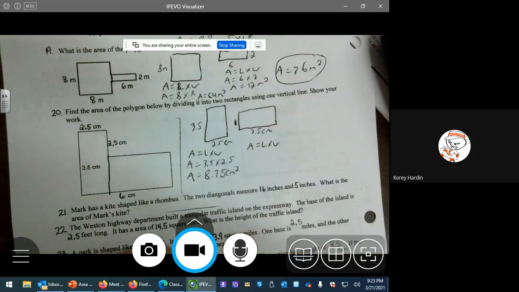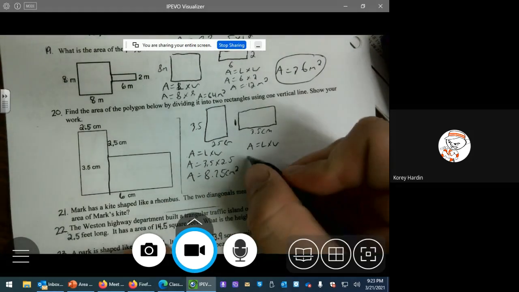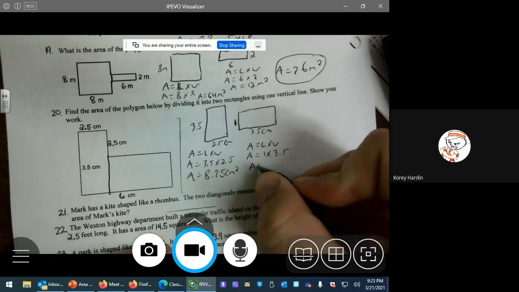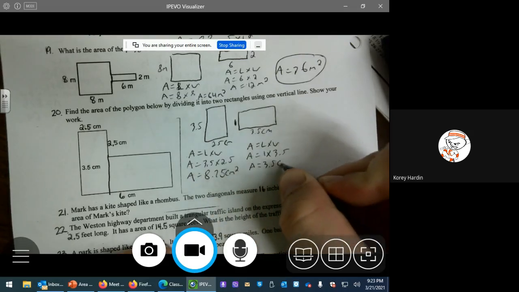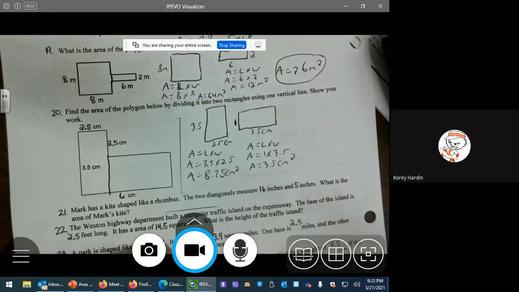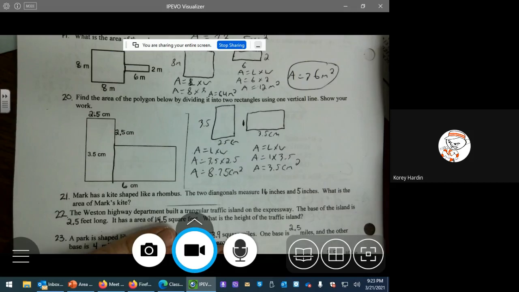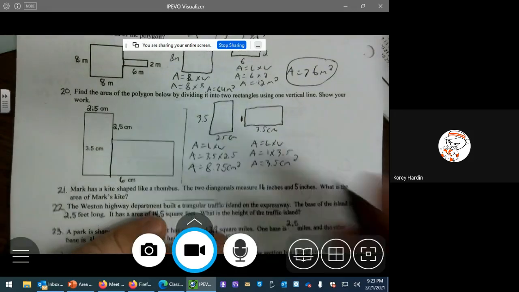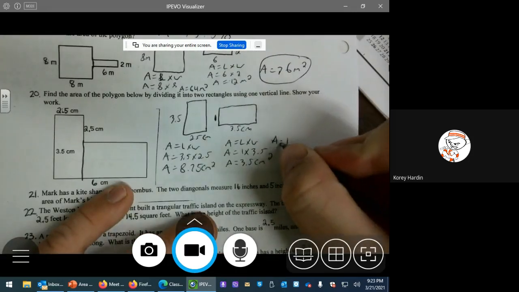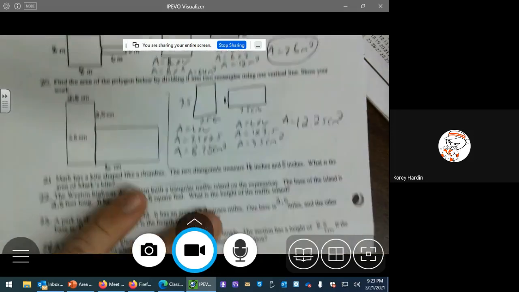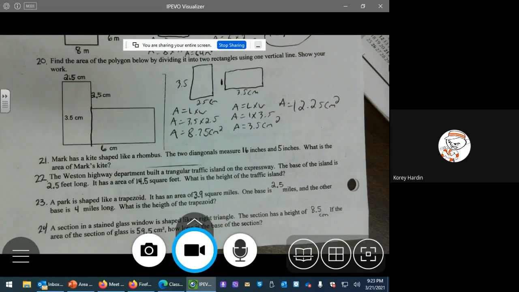And then I've got 1 and 3.5 over here. So that's area equals 1 times 3.5, which is going to be 3.5 centimeters squared. Okay, 3.5 centimeters squared. So then I take 3.5 and add it to 8.75, and that gives me 12.25 centimeters squared. All right.